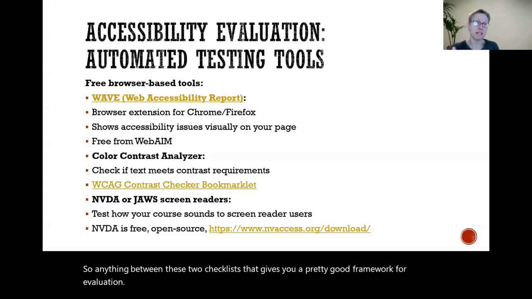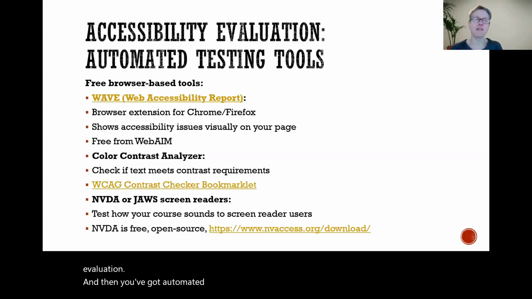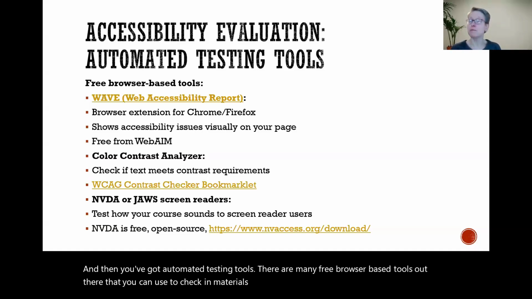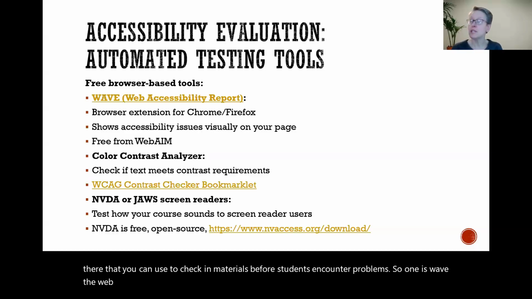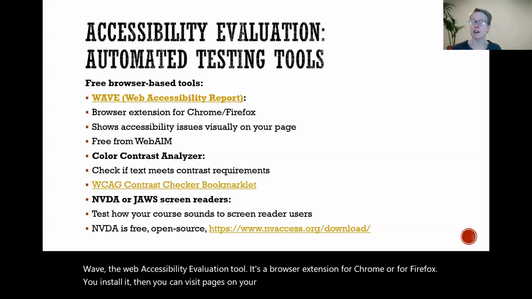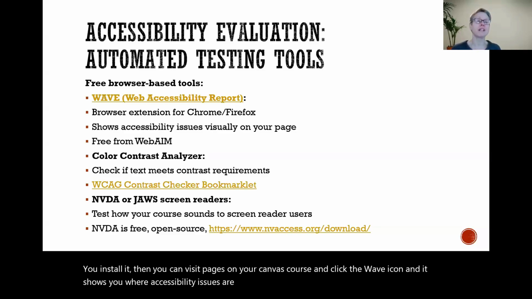And then you've got automated testing tools. There are many free browser-based tools out there that you can use to check your materials before students encounter problems. So one is Wave, the Web Accessibility Evaluation Tool. It's a browser extension for Chrome or for Firefox. You install it, then you can visit pages on your Canvas course and click the Wave icon, and it shows you where accessibility issues are on that page, and it's really useful for quick checks.